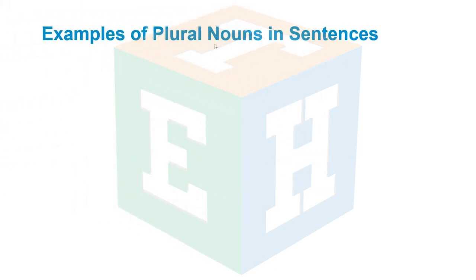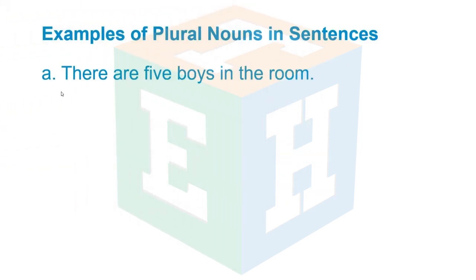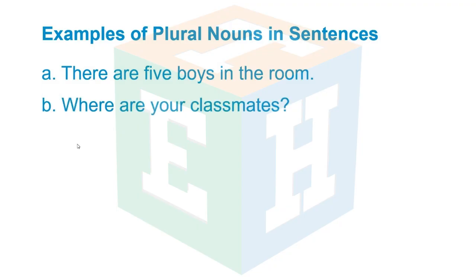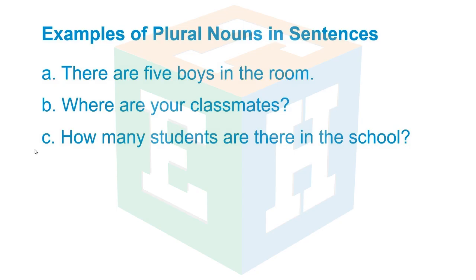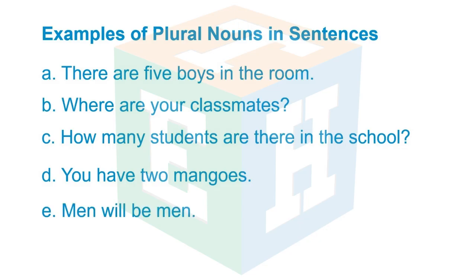Examples of plural nouns in sentences. A. There are 5 boys in the room. B. Where are your classmates? C. How many students are there in the school? D. You have 2 mangoes. E. Men will be men.